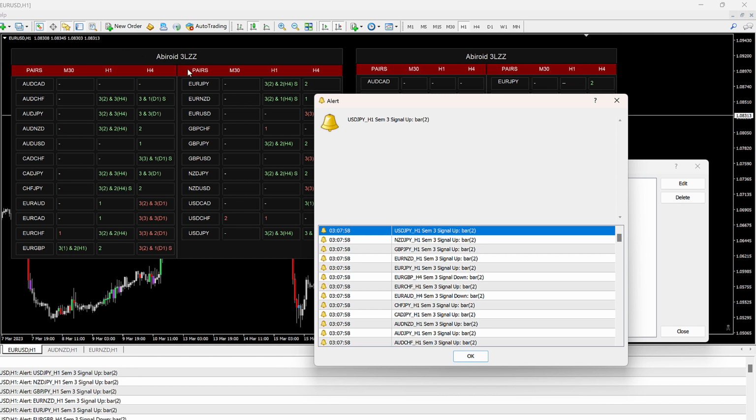In the previous version, it used to show buy and sell signals, but that was confusing for a lot of people because they assumed that a buy signal would mean that you have to buy immediately. But with Semaphore 3, it is usually a good idea to use a validating indicator and to not buy as soon as the semaphore occurs, which is why now it will show you up and down signals.